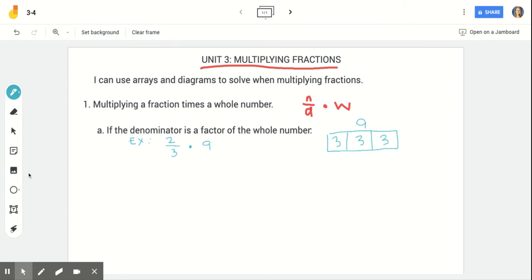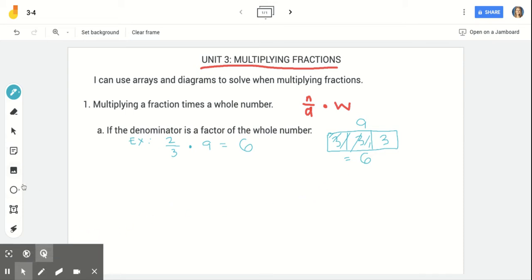And then our last step, we're going to do some shading or circling. We're looking at the numerator now. What's the numerator for 2/3? 2. So that means we're going to shade or circle how many total pieces? 2. I'm just going to quickly shade. Then I look back and think, I shaded 2 groups of 3. So that gives me a total number of 6. I just solved this multiplication sentence using an array. So 2/3 times 9, I arrived at the answer of 6.